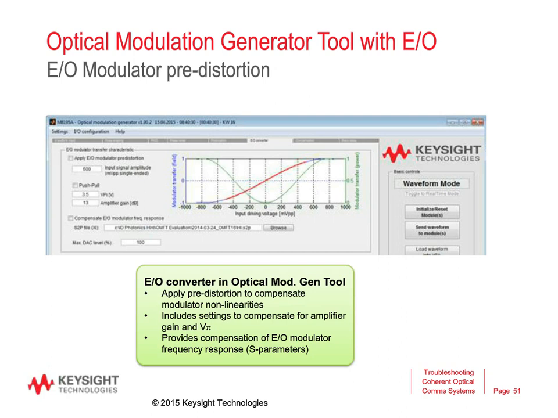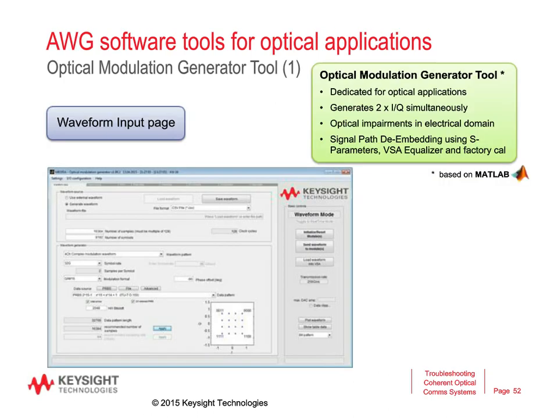So here I'm showing a small screenshot out of the optical modulation generator tool that I'm going to show here in more detail. It's a dedicated software for optical applications. It generates 2 times IQ signals simultaneously. We can do optical impairments in the electrical domain already.